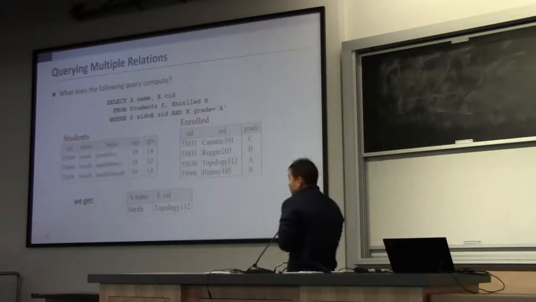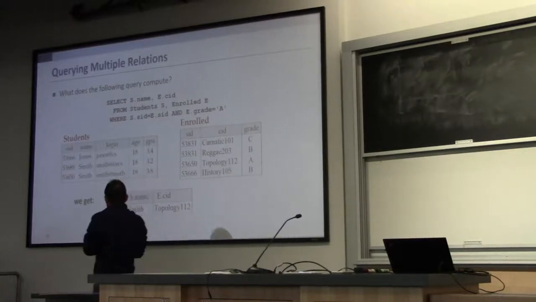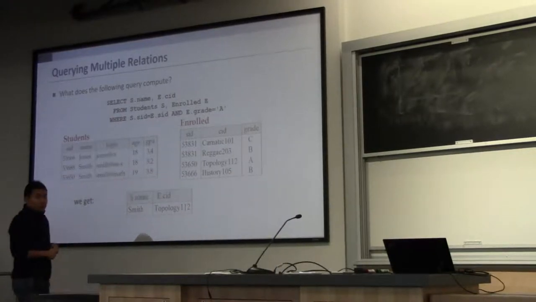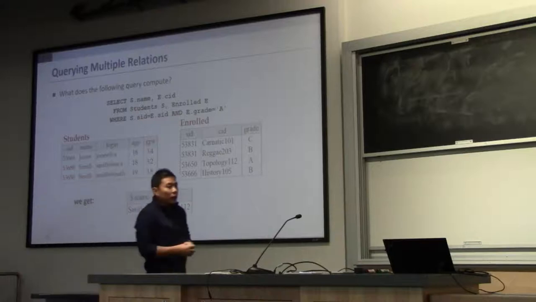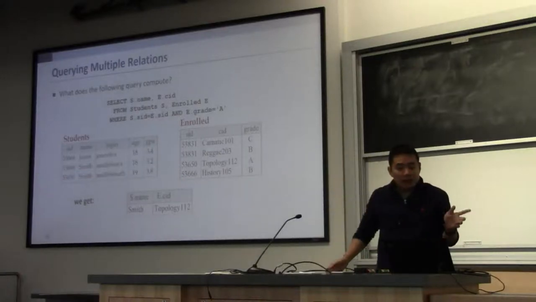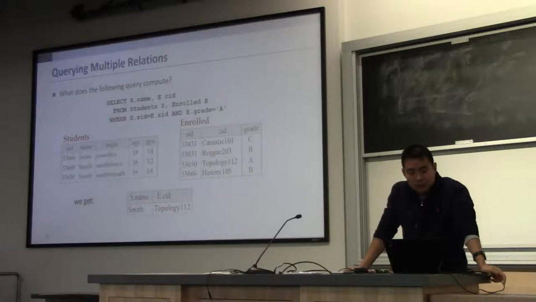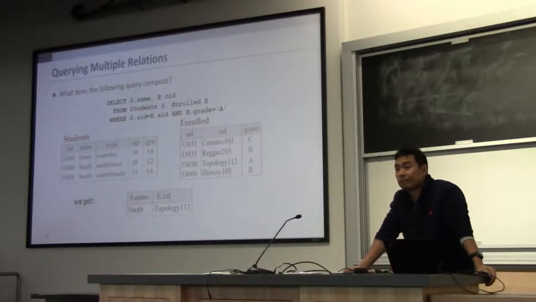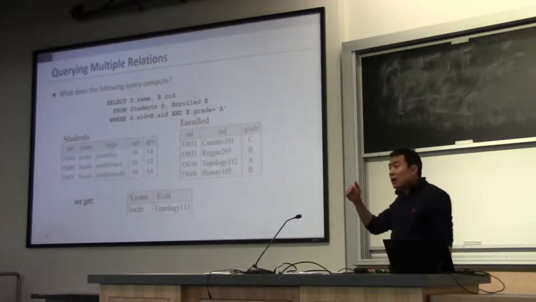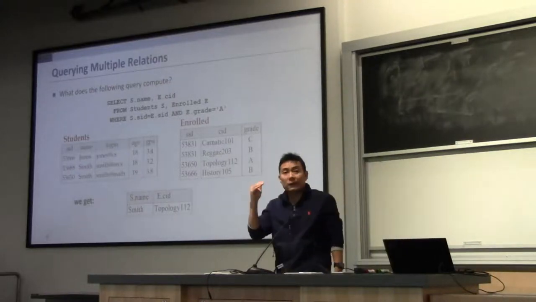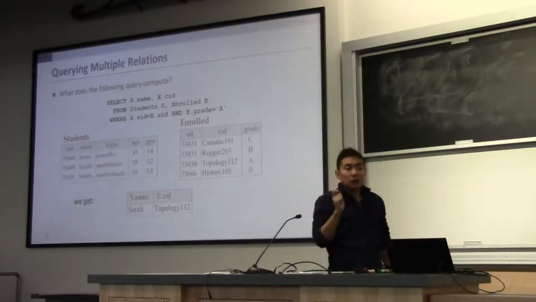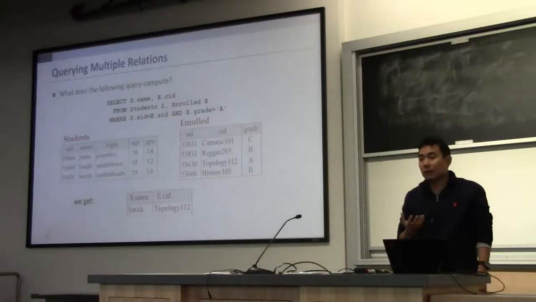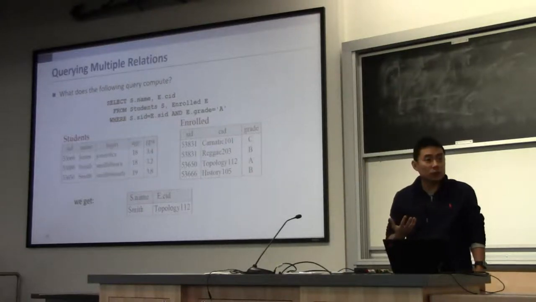Here is an example of a query over multiple tables. I have students on the left and enrolled on the right. What I'm doing is, I want to find the name and the course ID for all students who were enrolled in that course and obtained a grade of A. I want to find all such combinations: the name of the student and the course ID where he or she has received a grade of A. Now that's what I'm trying to do.